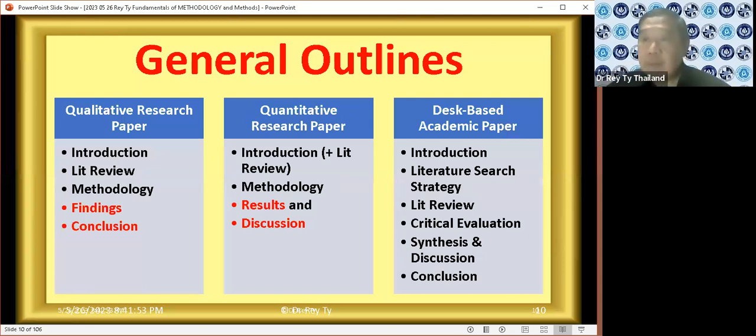Then the general outlines of papers are very different for qualitative, quantitative, and just document search for papers. In a qualitative paper, the vocabulary would be introduction, literature review, methodology, findings, and conclusion. However, the vocabulary for quantitative research is different. They have introduction, including literature review within the introduction, and then methodology, and instead of findings, it's results. Why results? It's results of statistical tests, results of laboratory tests.